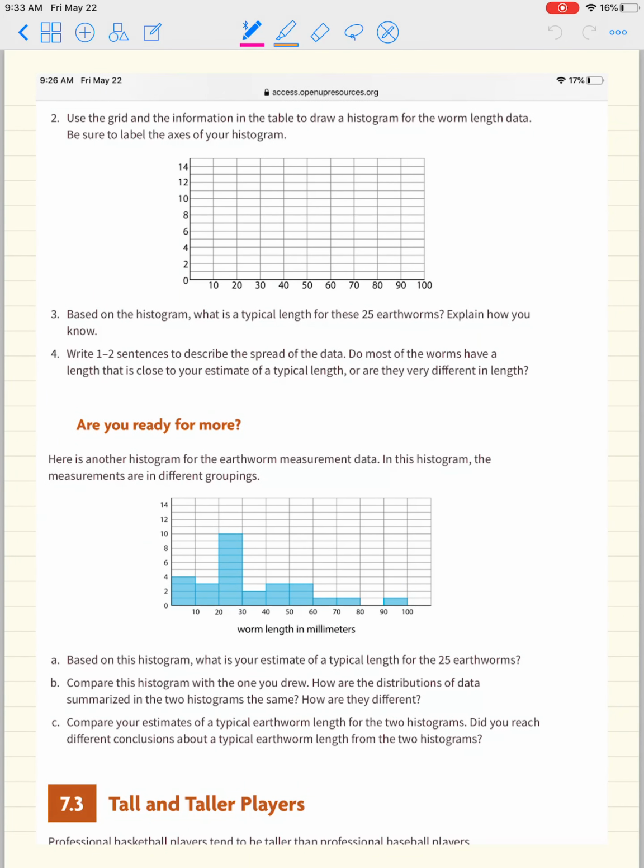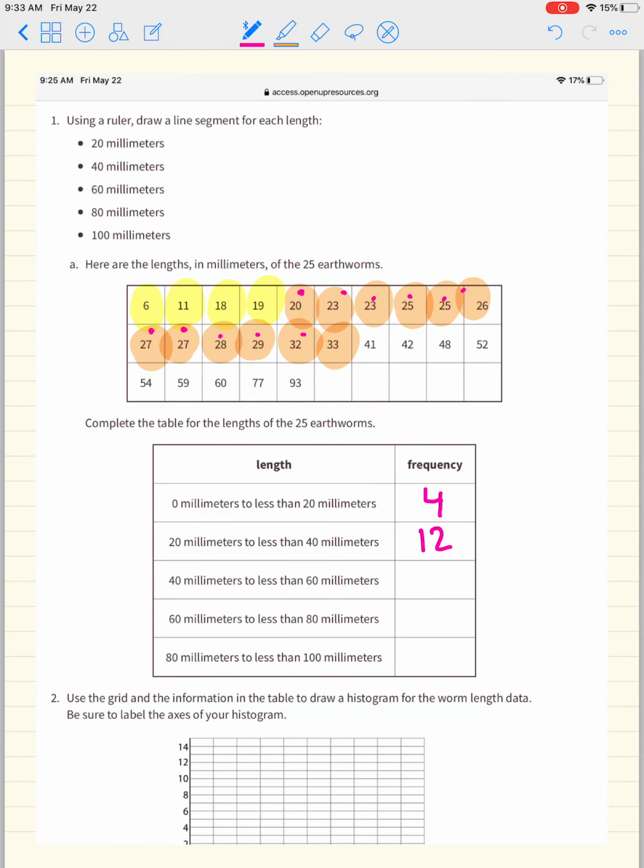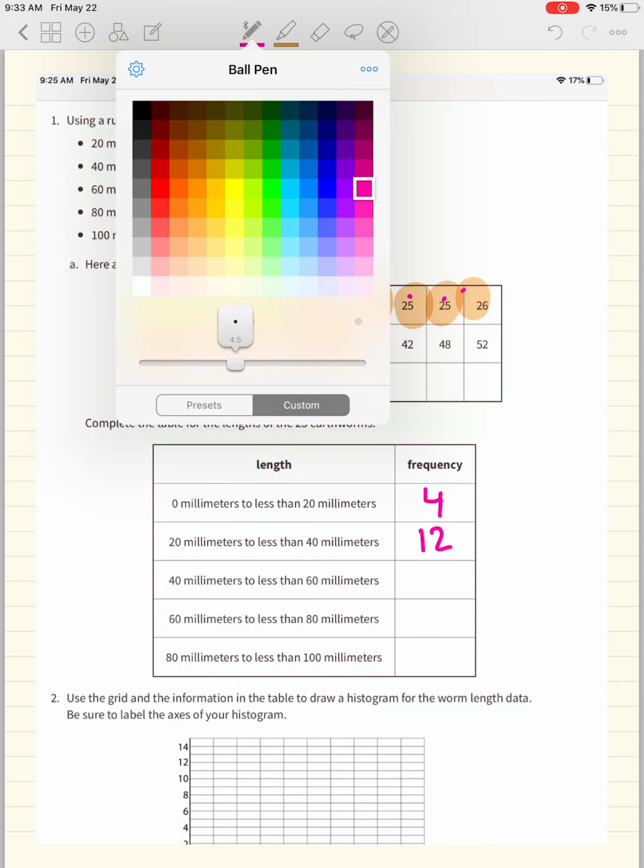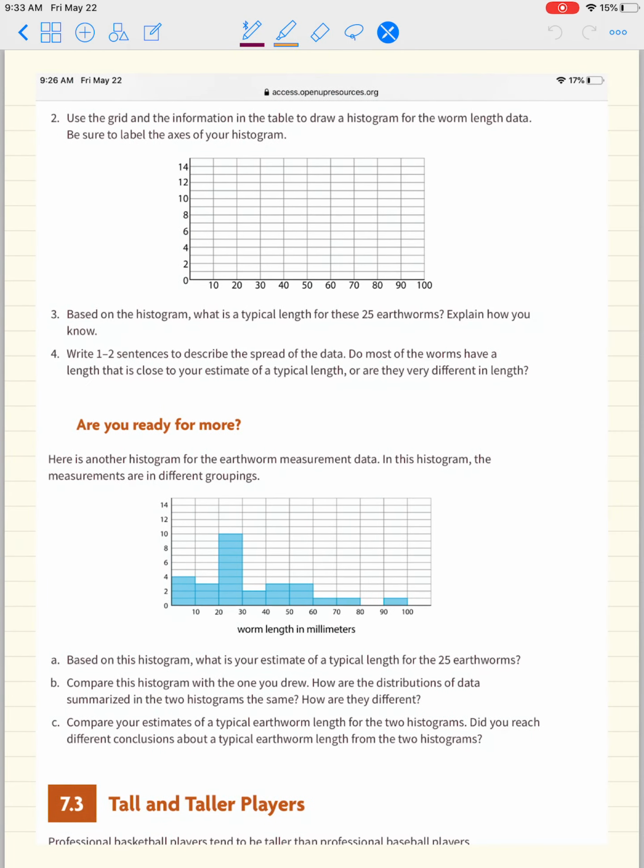What you're going to do now is take that information and draw a histogram. Our histogram here is already set up with labels. As you can see, the bottom is going 10, 20, 30, 40, 50, 60, 70, 80, 90, 100. The bottom axis is going to be representing length of earthworms.